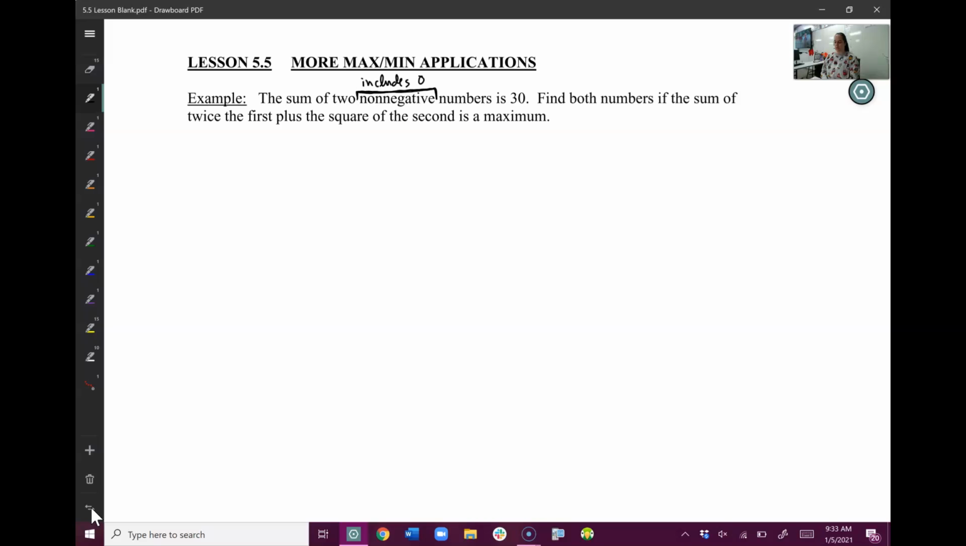So the sum of two non-negative numbers is 30. So let's say the sum of two, let's use A and B, non-negative numbers is 30. Now, find both numbers if the sum of twice the first plus the square of the second is a maximum. So let's just say it equals C, and we want to maximize it.